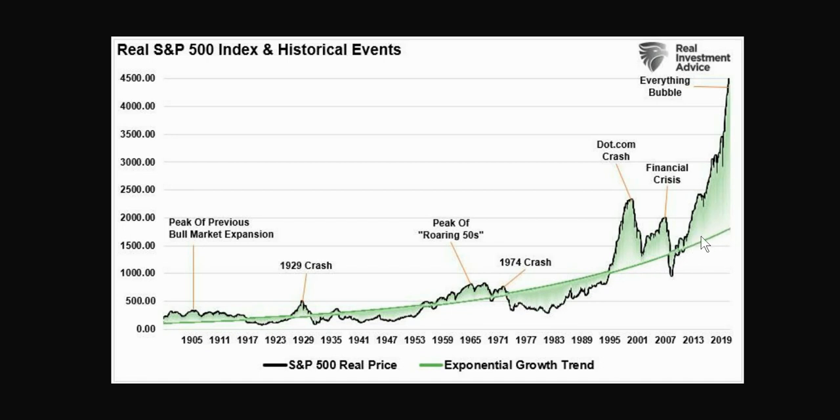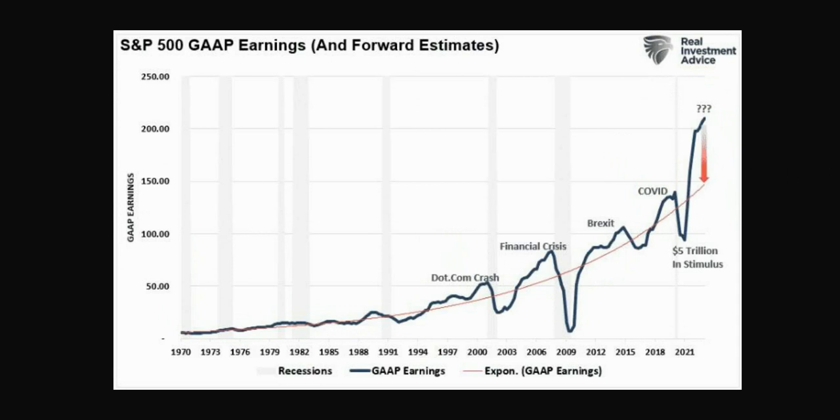That's understandable. That's fine. But look how far ahead. Wow, the real S&P 500 index has gotten above that exponential growth trend, way, way above. Much higher than even before the dot-com crash and the financial crisis. This is way above that green exponential trend line. Pretty extreme, okay? Yeah, that's a cause for concern.